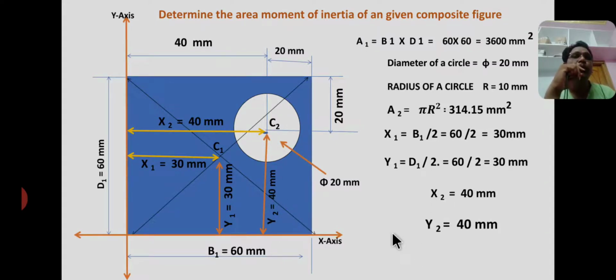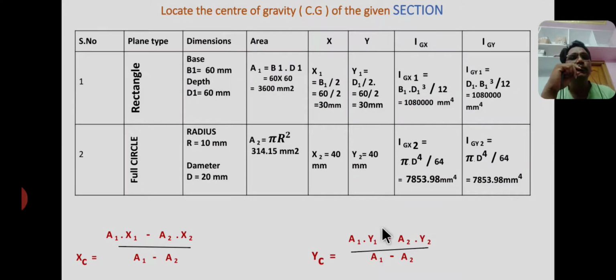Now in the next slide I have written these values in tabular form. From the figure, I consider section 1 as a rectangle or square, section 2 as a hollow circle. Now these are the dimensions, and these are the individual areas, and x and y are the coordinates of the centroids.